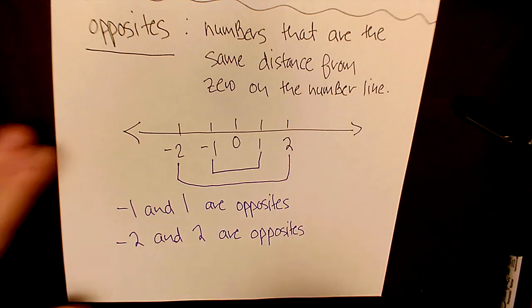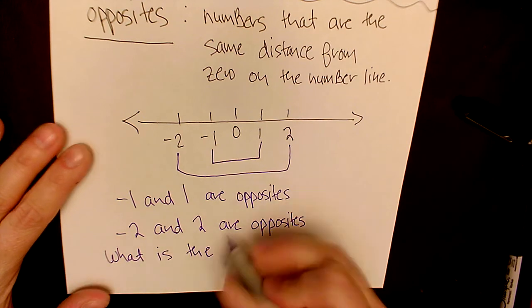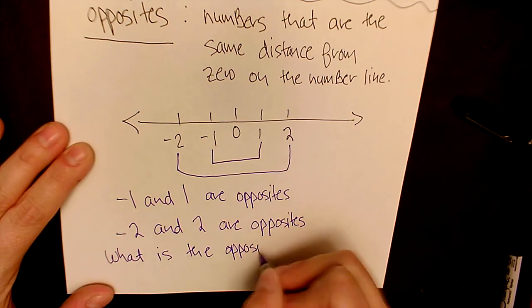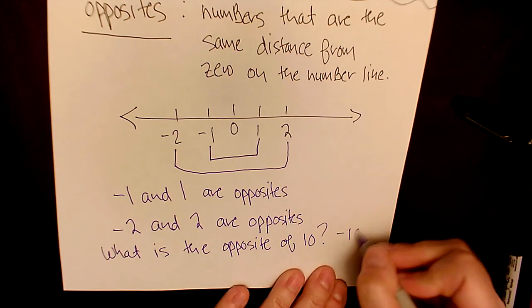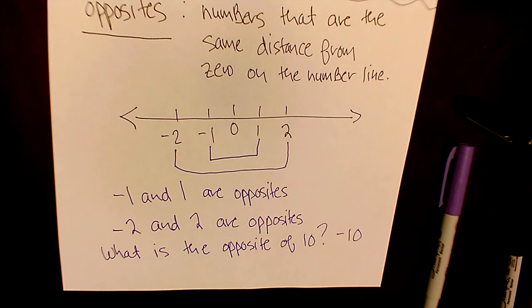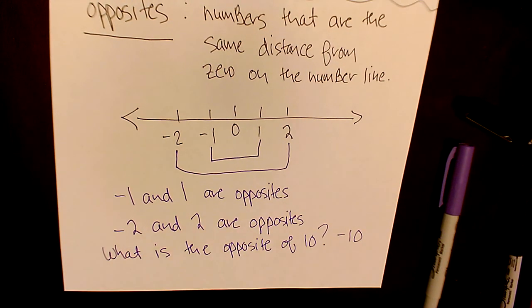What is the opposite of 10? Well, it's just negative 10. What's the opposite of negative 7? It's positive 7. So just take that number and change the sign. If it's positive, change it to negative. If it's negative, change it to positive. So opposites: same number, different signs.